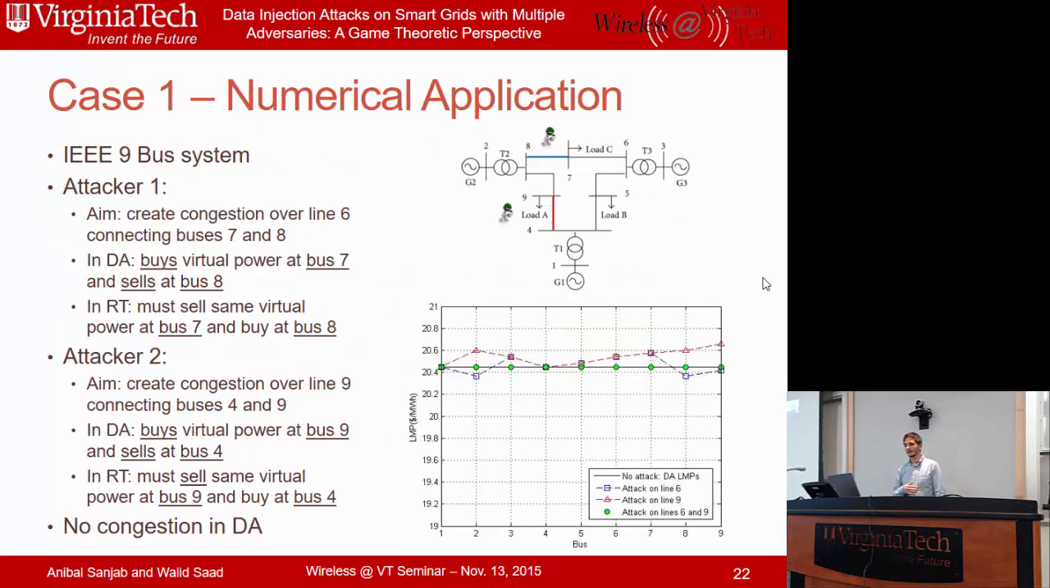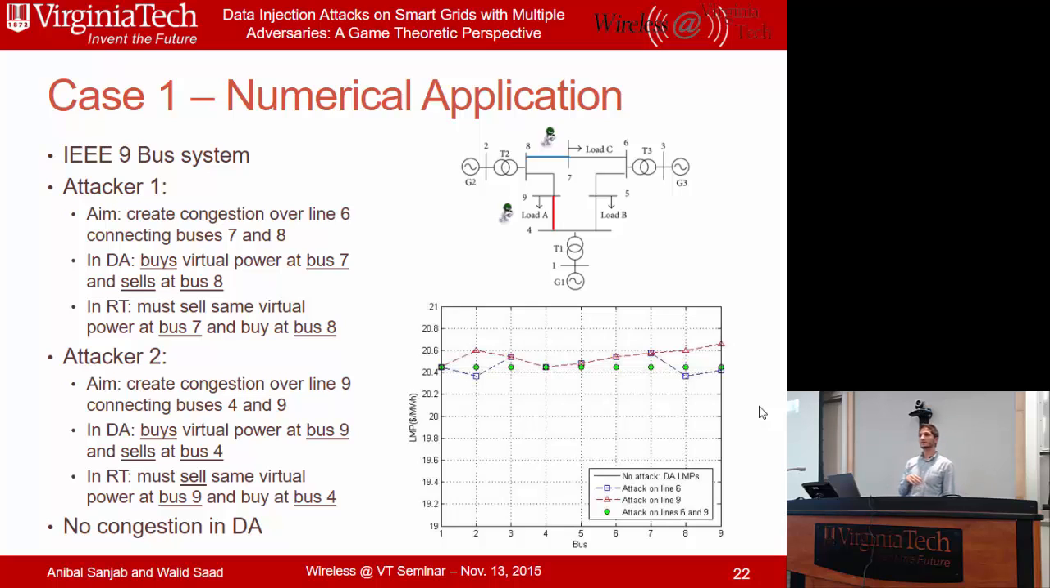So let's look at a numerical application of that first case. Let's use the IEEE 9-bus system. There are two attackers, and day ahead, there is no congestion in the system. If we look at this LMP profile in the bottom right corner, we can see that all LMPs in day ahead are equal at all buses, meaning that there was no congestion at all in that system.